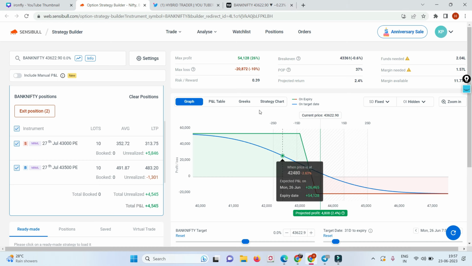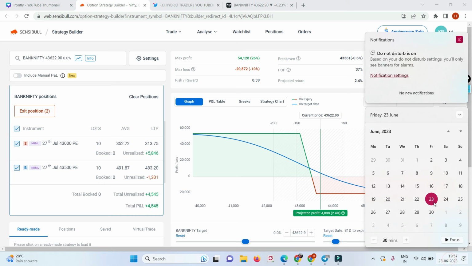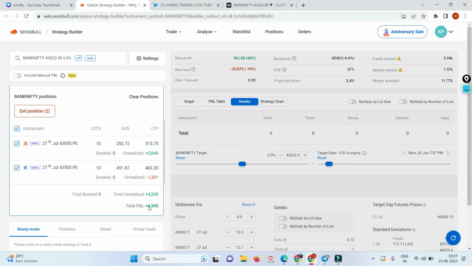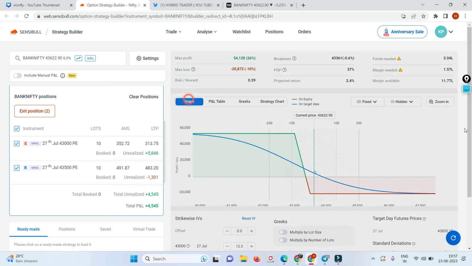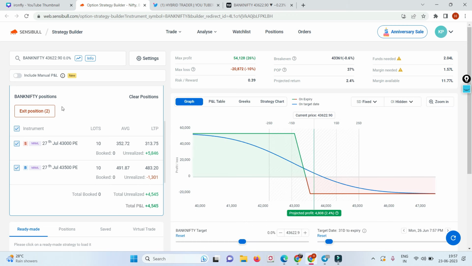So now what I'm planning to do is, guys, today is what? Today is 23rd. I've deployed this trade for 27th July. So almost I have more than 1 month. So now I have a profit of 4,545. Okay, there is a profit and loss table, sorry, graph. Right. So now what I'll try to do is, just in case these are 10 lots, guys.